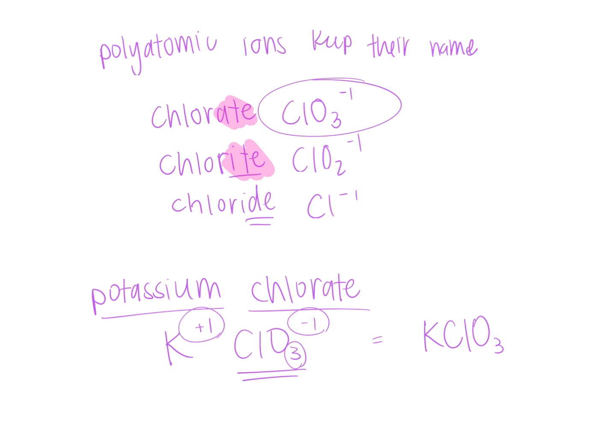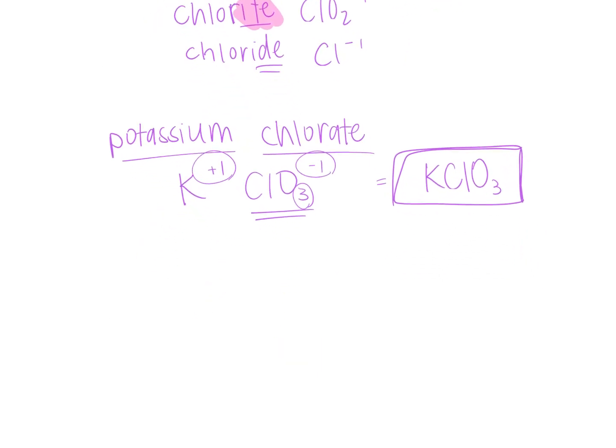That is one that we will never change, because chlorate is ClO3 minus 1. We don't ever change that 3. We won't ever reduce that 3 because it's part of chlorate's identity. So our final formula is just KClO3. Do we see how that fits together? Cation and anion? Okay, let's try another one here.